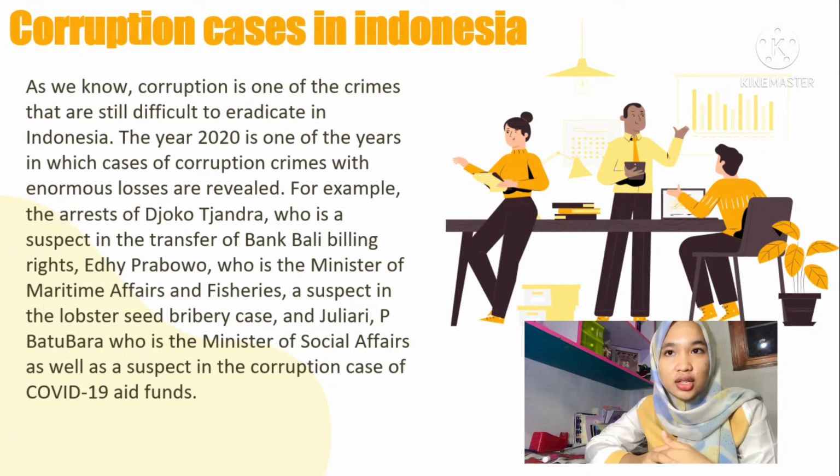Corruption cases in Indonesia. As we know, corruption is one of the crimes that are still difficult to eradicate in Indonesia. The year 2020 is one of the years in which corruption cases with enormous losses were revealed. For example, the arrest of Joko Chandra, who is a suspect in the transfer of the Bank Bali billing right, and Edhy Prabowo, who is the Minister of Maritime Affairs and Fisheries, a suspect in the lobster seed bribery case, and Juliari P. Batubara, who is the Minister of Social Affairs as well as a suspect in the corruption case of COVID-19 response.